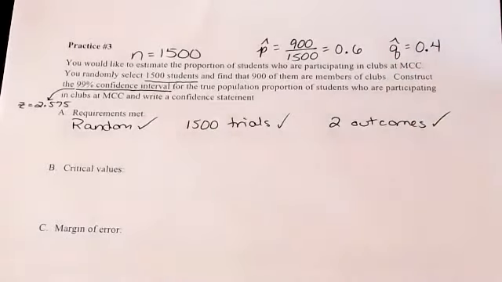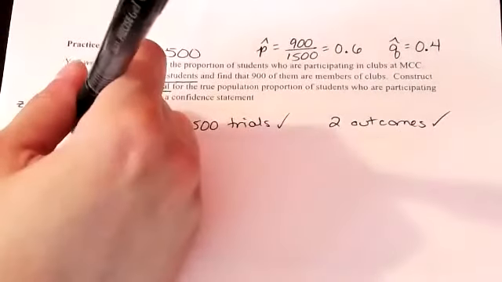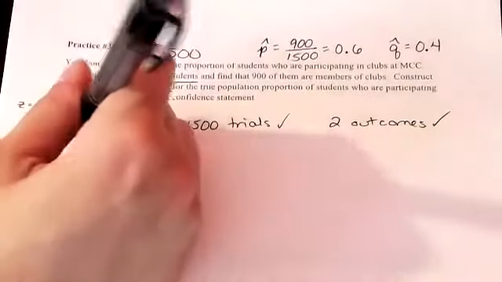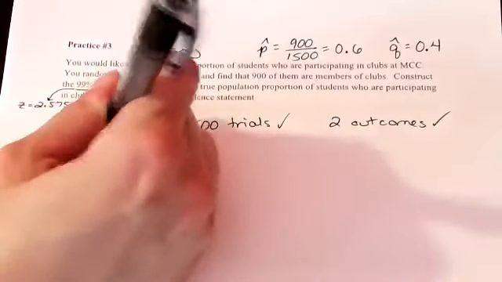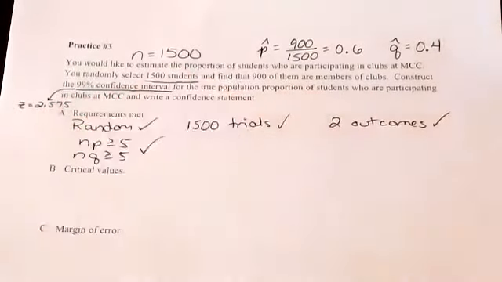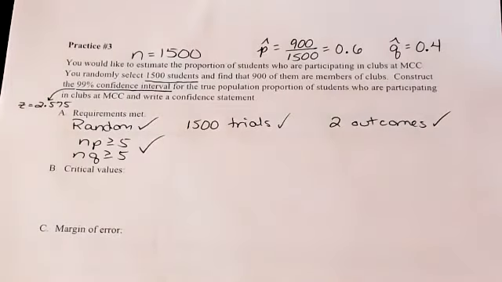Is n times p greater than or equal to 5 and n times q greater than or equal to 5? Yes. So both of those are in fact the case. We know that n is 1,500. 1,500 times 0.6 is definitely greater than 5. 1,500 times 0.4 is also definitely greater than 5.